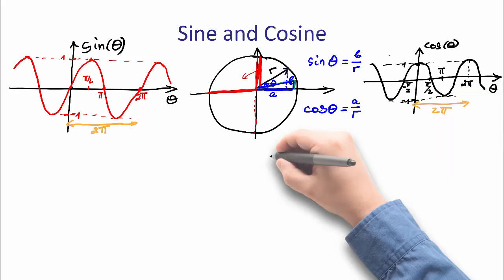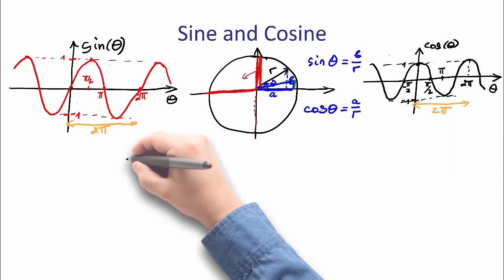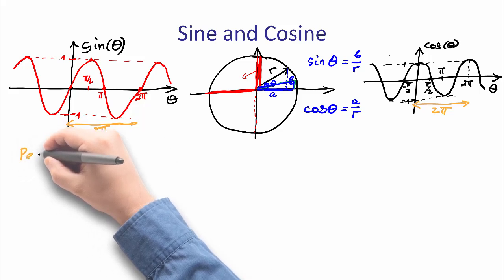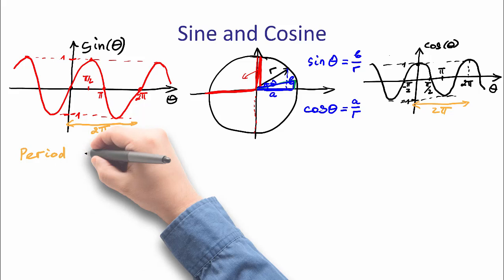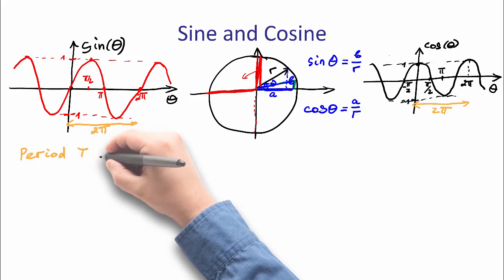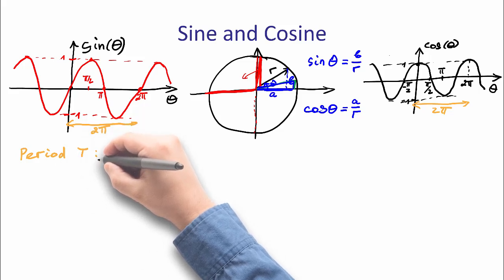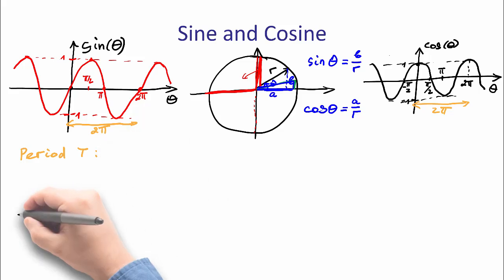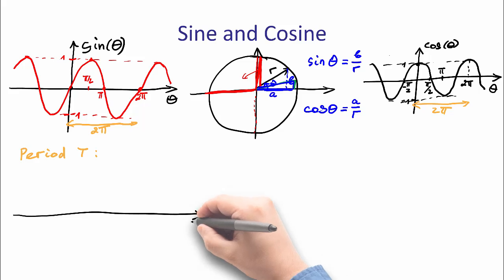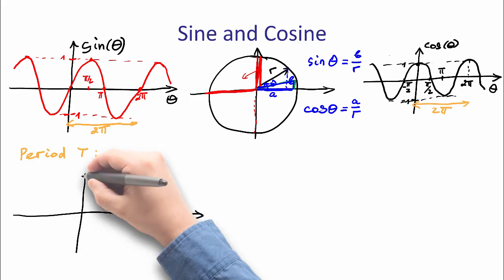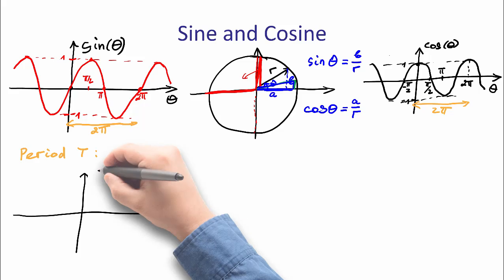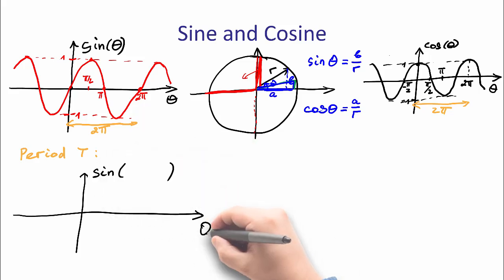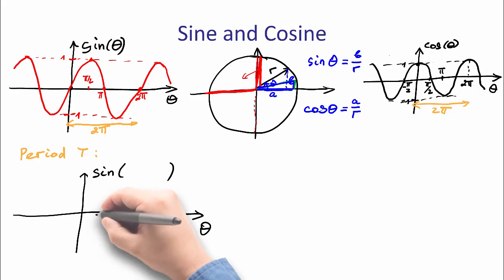But what if you want some function with a different period? We want sine or cosine which will have a period of t. And t is some given constant. So how should this thing look? Okay, let's check and see what happens. So we want something similar, but this one will be sine of something, and this is theta, and this sine will look like that.